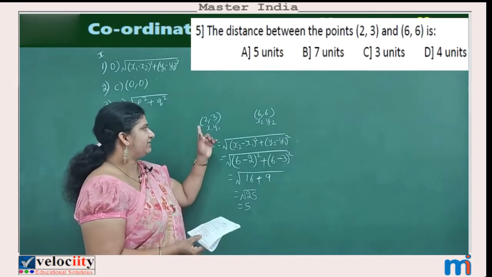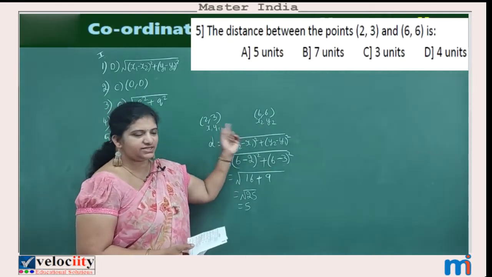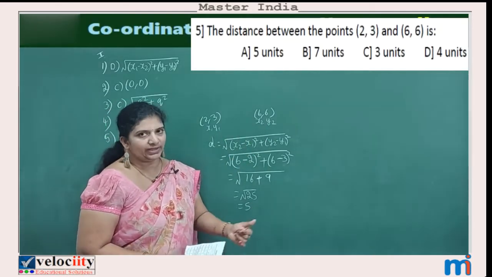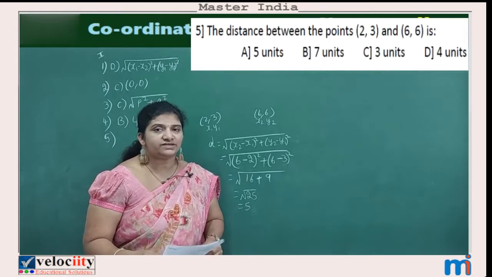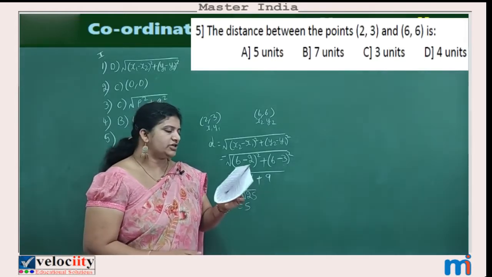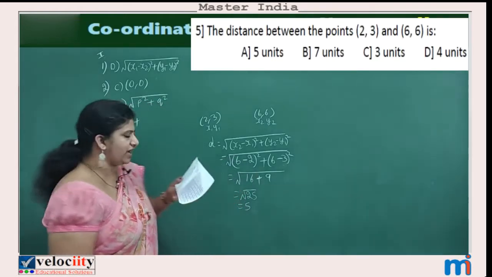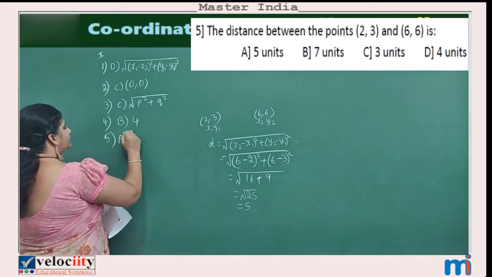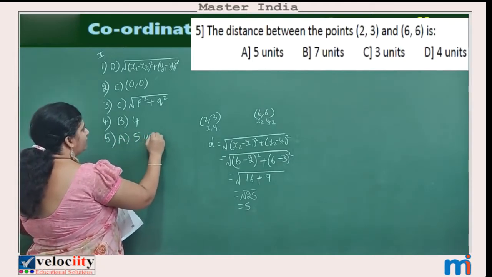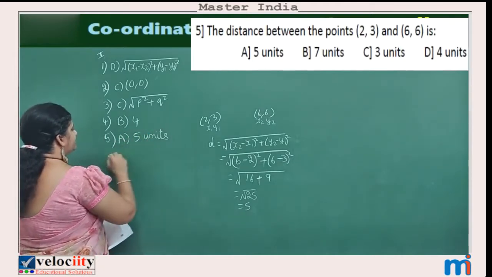Therefore, the distance between these two coordinates, what is the distance? 5 units. You need to write your answer with units. Let us check the option here. Option A, 5 units.